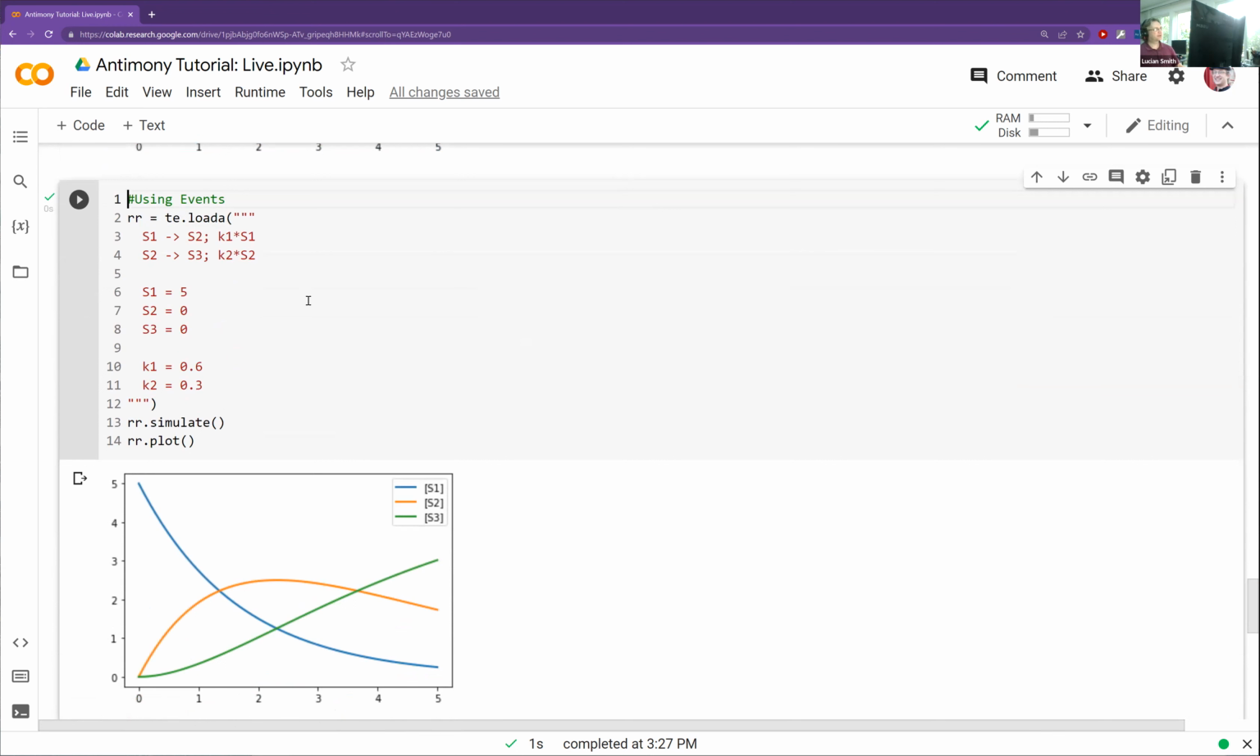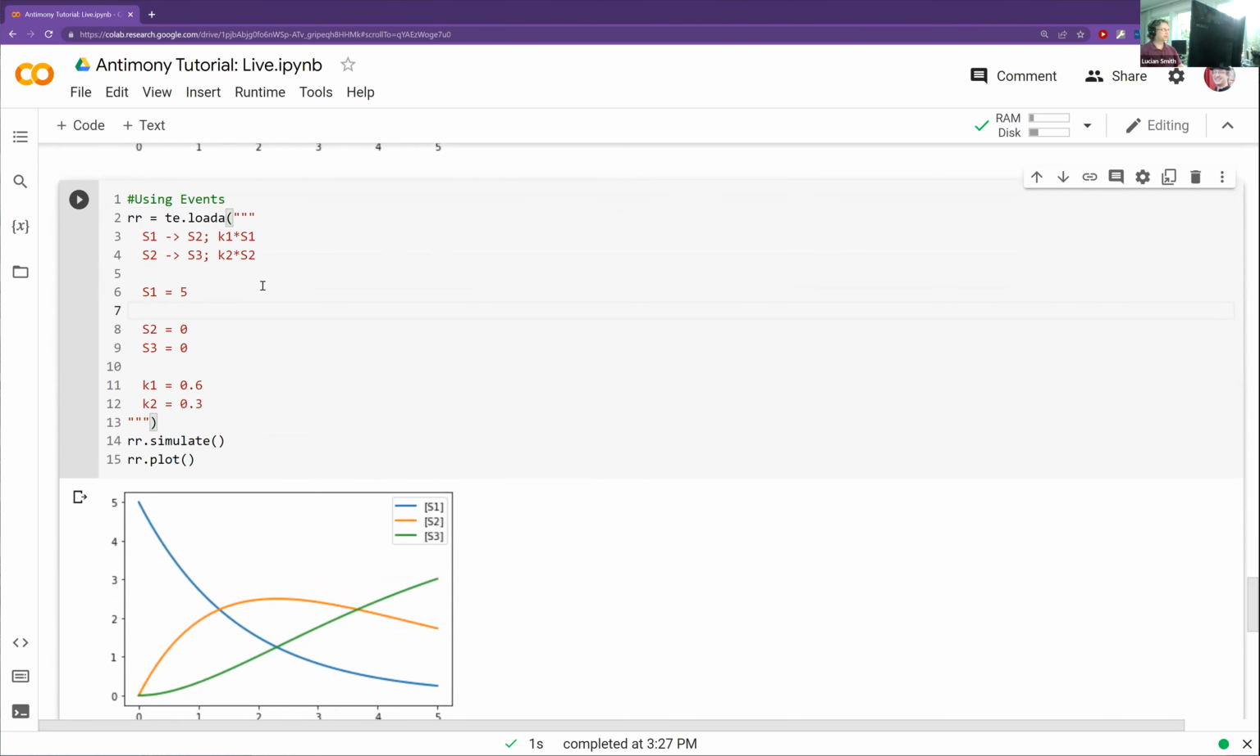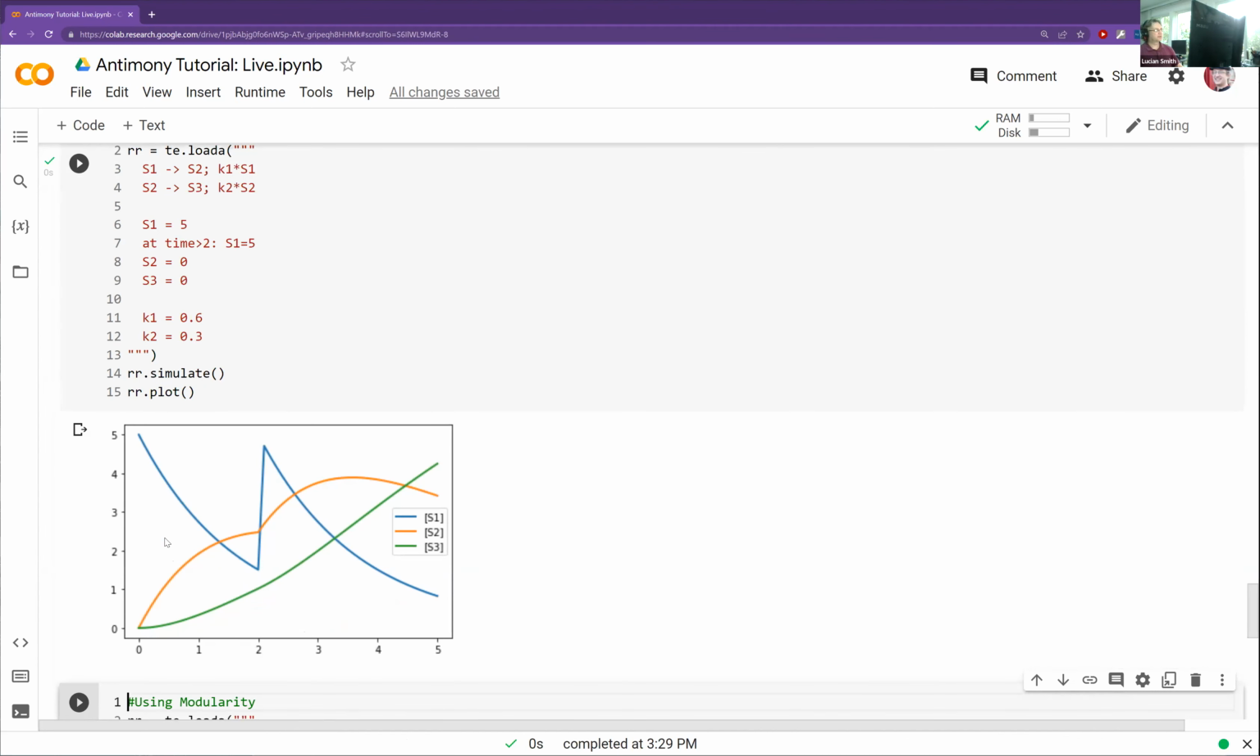Events. So an event is something you can do this in a variety of ways, but if you actually want to bake it into your model, there are ways in SBML and Antimony to encode something that happens. So let's say S1 starts at 5, but at time greater than 2, S1 goes back to 5 again. So we're imagining that we let the experiment run for two seconds, and then we pause things and inject more S2 until we get up to our original concentration and continue. So that's exactly what we see.